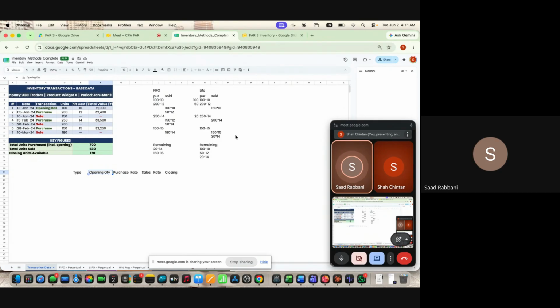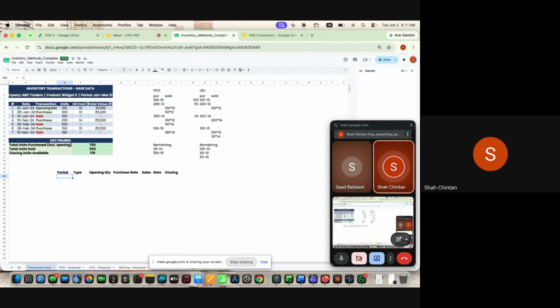And then we bought 150 for 15, but we have to first sell out the 14 ones, so the remaining that is left is 20 units of $14 and 150 units of $15 for FIFO. चलिए, what you said that makes sense. एक बार quickly working बनाते हैं. I'm just going to explain exactly जो आपने बोला.